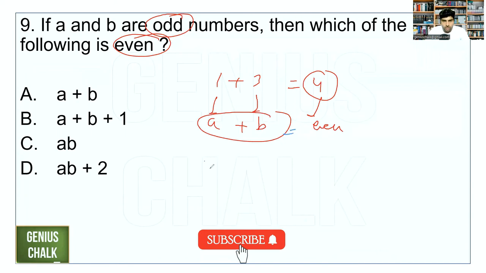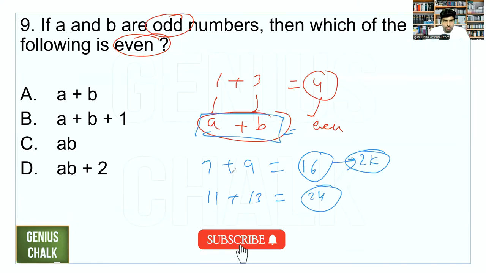You take 7 plus 9, it has to be 16. If you take 11 plus 13, it has to be 24. So A plus B, the sum will always be even. You can see all these are even numbers, they are multiples of 2. So the answer of the question is that the sum of the both will always be even. Option A is the answer.